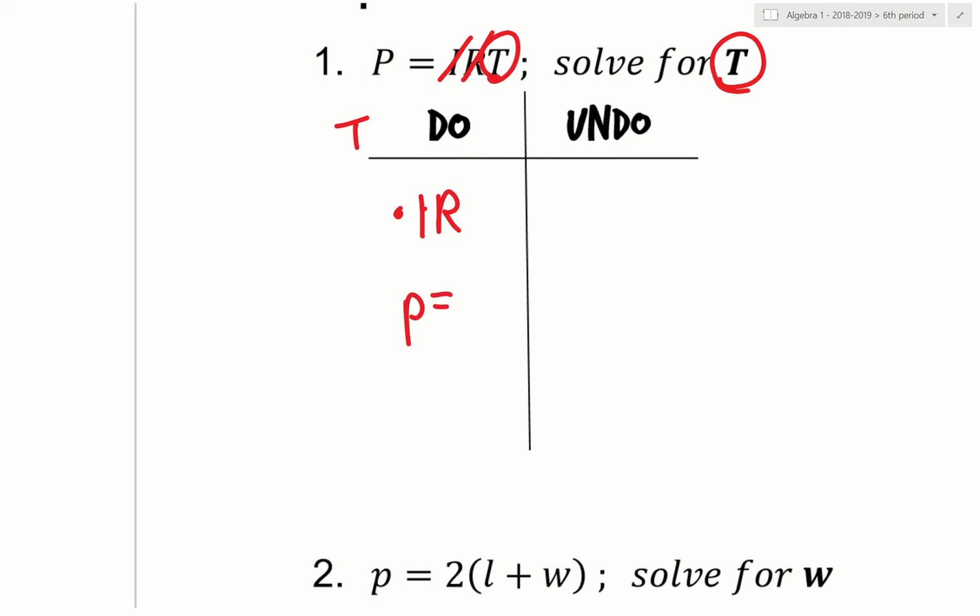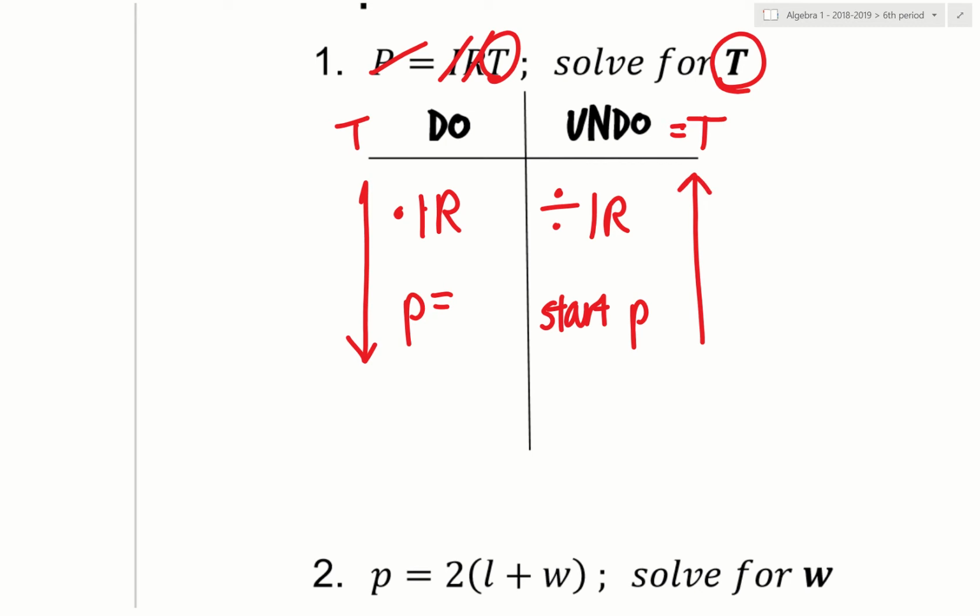P equals. So on your notes and on your work, all you have to do is show the math side. You don't have to write the words anymore. Sound good? Did you take care of everything? So how do we undo P equals? Start P. Okay? What's the opposite of times IR? Divide by IR. And what's the opposite of start with T? Equals T. Are we okay with that? So we worked down on this side. We're going to work up on the other side.